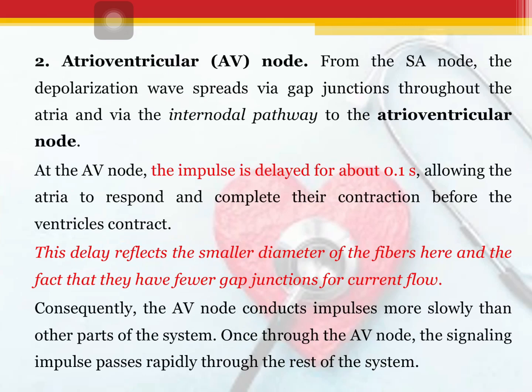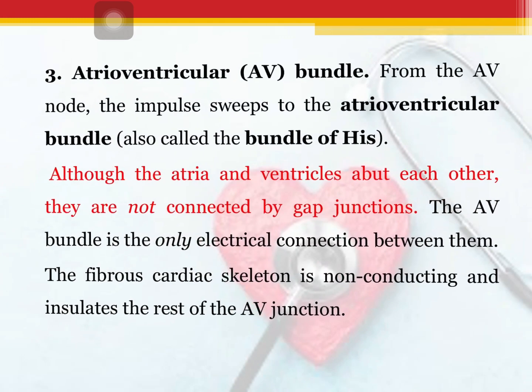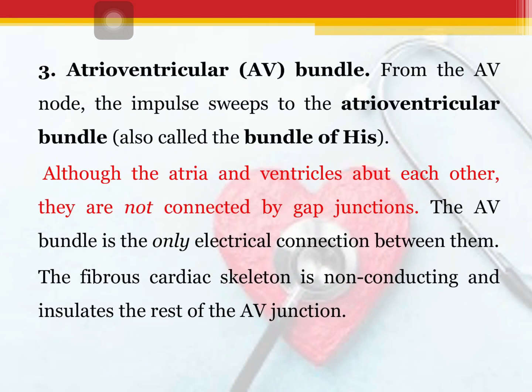So this delay reflects the small diameter of the fibers here and the fact that they have fewer gap junctions for current flow. Consequently, the AV node conducts impulses more slowly than the other parts of the system. Once through the AV node, the signaling impulse passes rapidly through the rest of the system. So, there is only a delay in the transfer of impulses from the SA node to the AV node. But after that, the transmission of the generated impulses from the AV node to the next sequence is just the same.